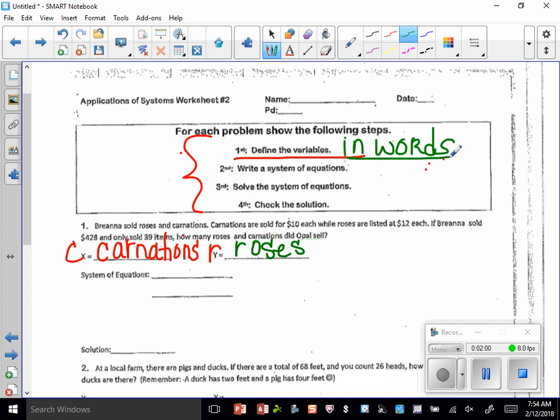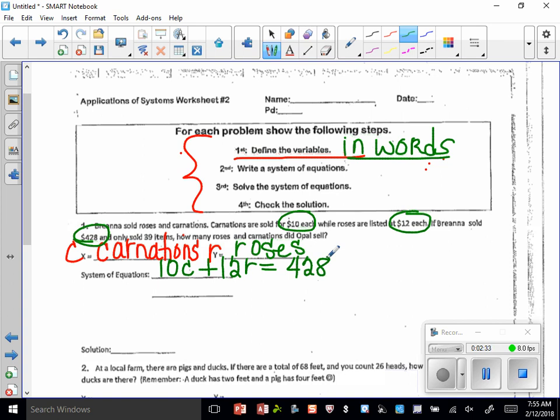So what I first notice is that I have these numbers that have dollar signs by them. So they will be grouped together in one equation. So it says, roses and carnations are sold at $10 each. So that's going to be 10C. And roses are listed at $12 each. So that's going to be 12R. For a total of $428.